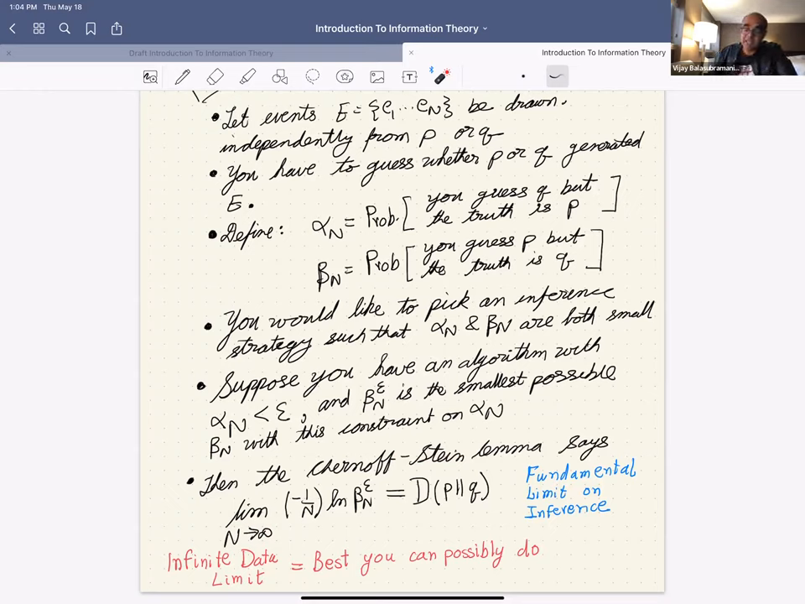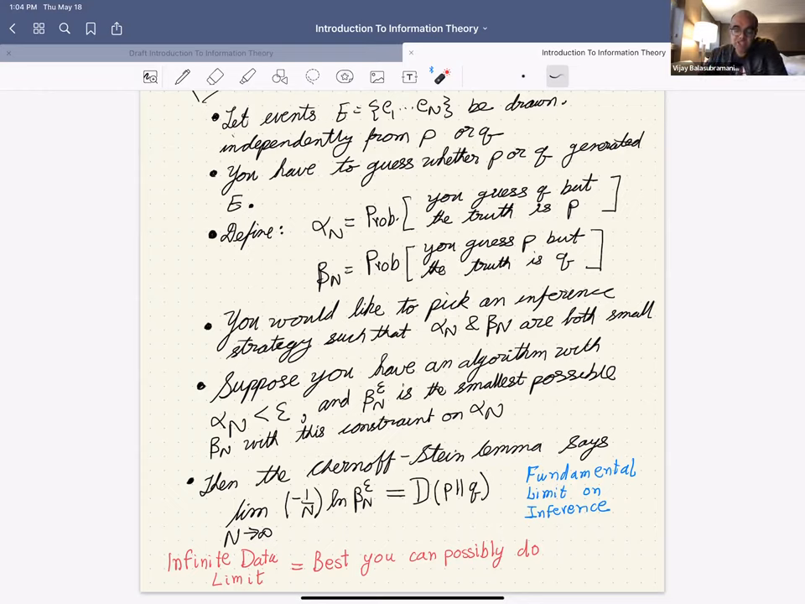It says that if P and Q are very close in the sense of relative entropy or Kullback-Leibler divergence, then it's very, very difficult to tell them apart. And there are bounds on how quickly you can squeeze the error down in telling them apart, how much data you need to beat the error down beyond a certain amount. So there's a second sense in which the relative entropy is such an important quantity.